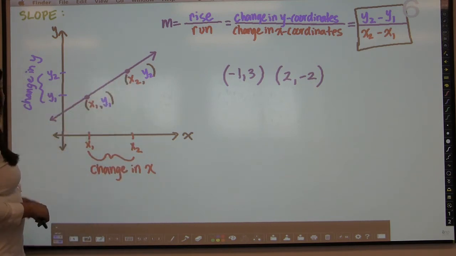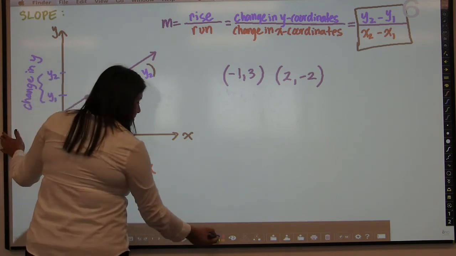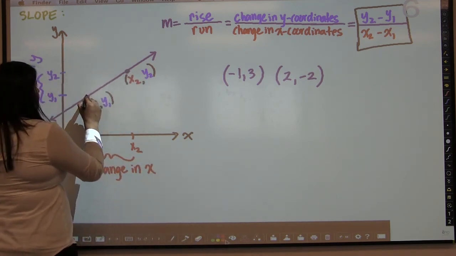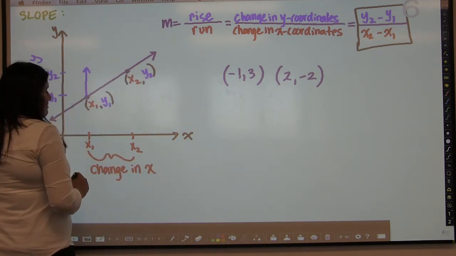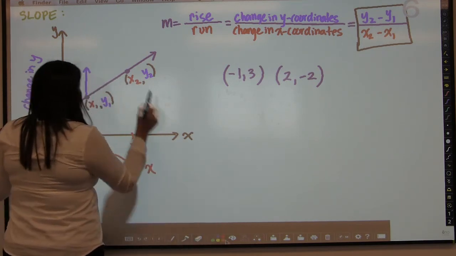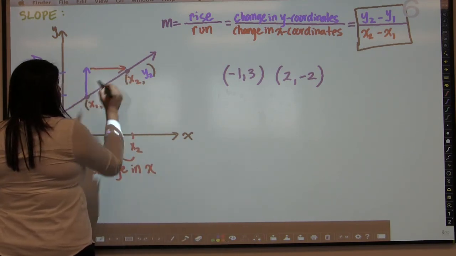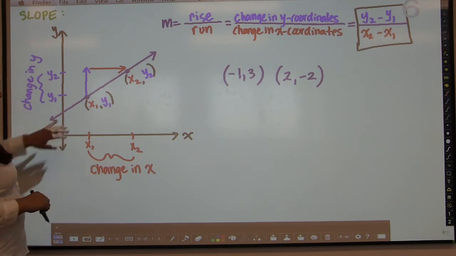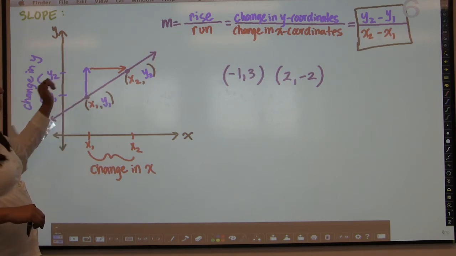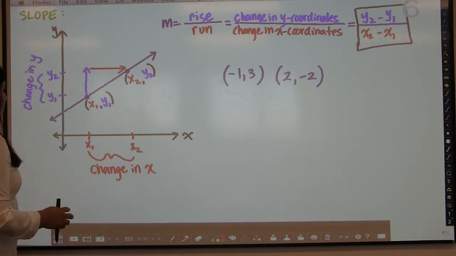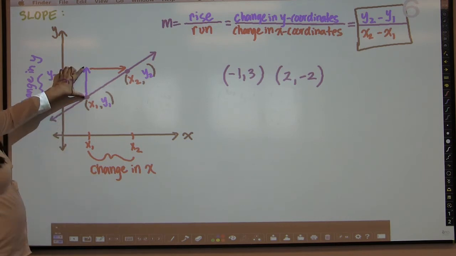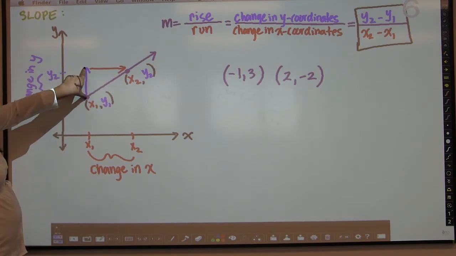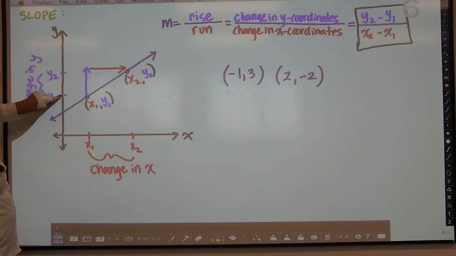And if I want to find the rise, we're talking about how far it goes up. There's my rise. And then your run is how far it goes left to right. So the rise is up or down, and the run is left to right. Okay, so that's my rise over my run. So my rise ends up being basically the same thing as the change in y coordinates, because I'm going to go from here on the y-axis up till here on the y-axis.